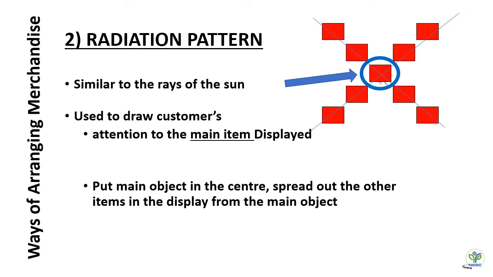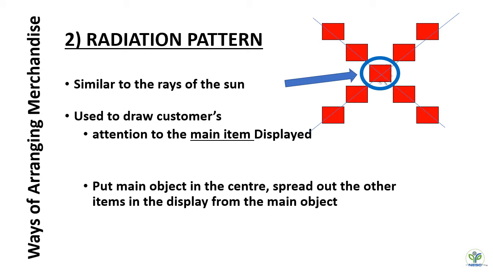The second one is the radiation pattern. It is similar to the rays of the sun. It is used to draw customers' attention to the main item displayed. Put the main object in the center, and spread out the other items in the display from the main object. Here the radiation pattern is similar to the rays that come from the sun.